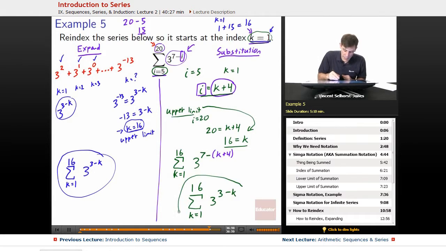So we wind up getting the exact same thing. Either way, whether we approach this through substitution or through expanding, we can reindex the series so it changes to a different starting index. They both work fine. Whichever one makes more sense to you, that's the one I'd recommend using.